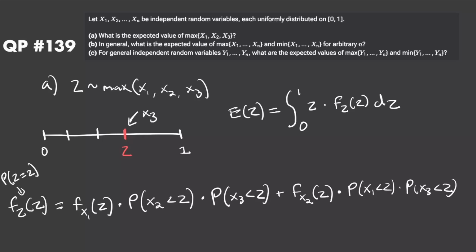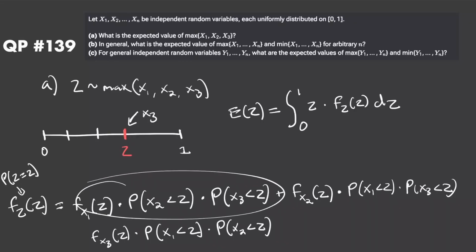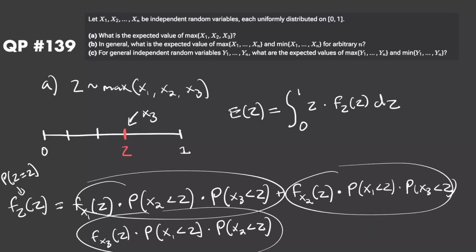If x3 is now the maximum at point z, we have this density, f of x sub 3 of z, and they're independent, so we multiply that by the probability that the other 2 are before z, so x sub 1 and x sub 2 being less than z. And again, all the x variables are identically distributed, so this is going to be the exact same as this, which is going to be the exact same as this. So we can rewrite this as 3 times f sub x in general of z times the probability that x is less than z, squared.